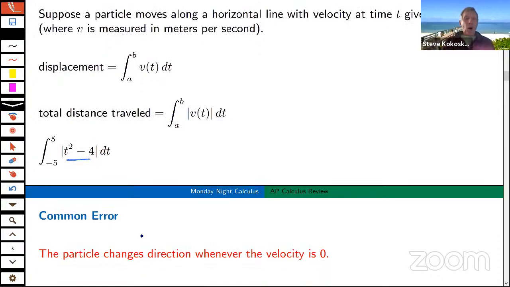How about this one? The particle changes direction whenever the velocity is 0. So, we're often given a velocity function or maybe a position function, and we're asked, well, find all the times when the particle changes direction over a certain time interval. Well, I'll just take the derivative. I'll find where the velocity is 0. Isn't that true? Isn't that all of the places, the values of t, where the particle changes direction? Is that true? No. Oh, good. Why not? Well, you knew it was in red, so okay.